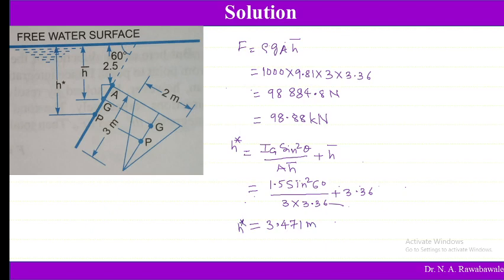So the center of pressure, h star, is 3.47 meter from the free surface of the liquid. So this is how we have seen three numericals on three different shapes of a plane: rectangle, circle, triangle. The total force exerted as well as the distance of the center of pressure depends on the shape of the plane.